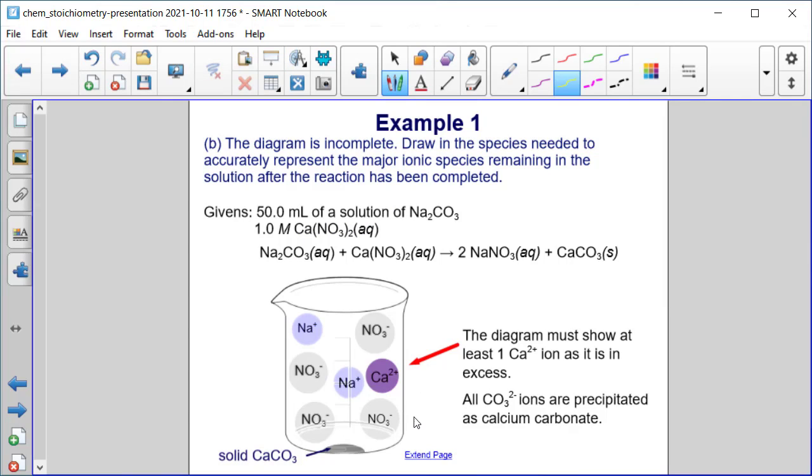So your diagram must include at least one Ca2+ ion, as it is in excess in the solution. All carbonate ions are precipitated as solid calcium carbonate, as shown.